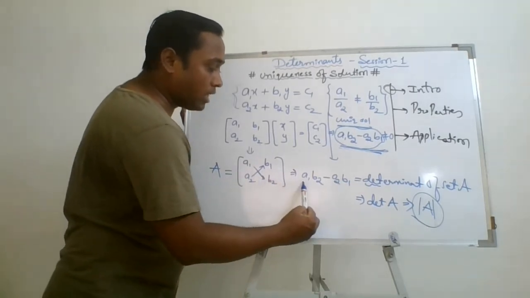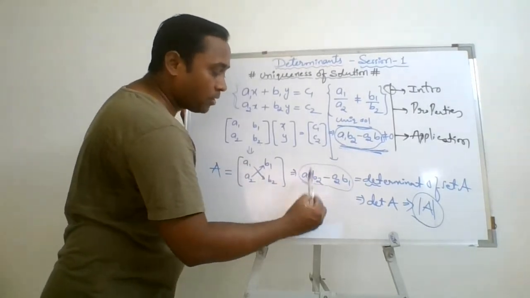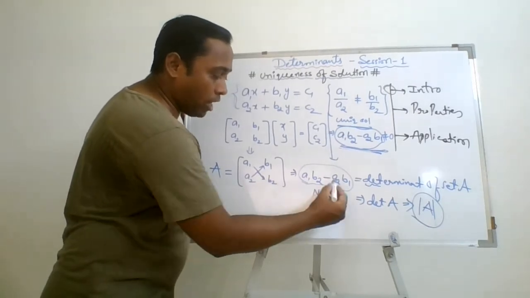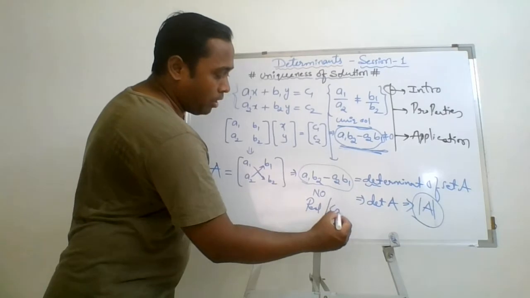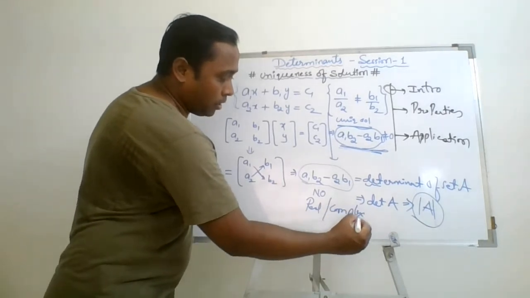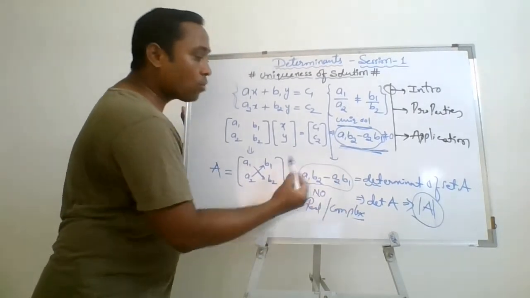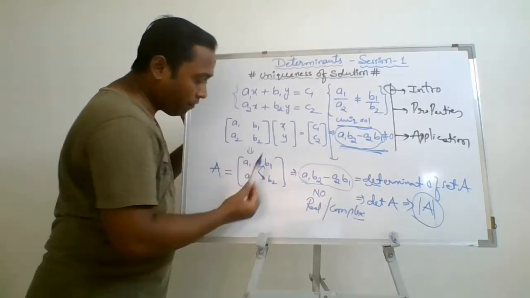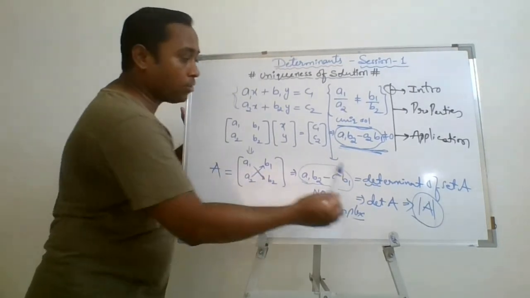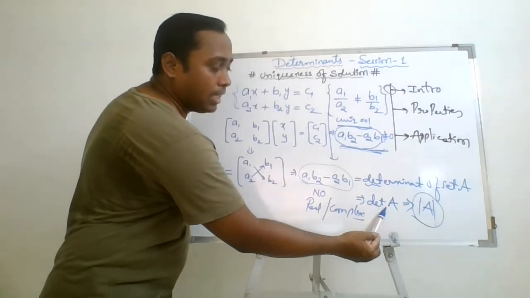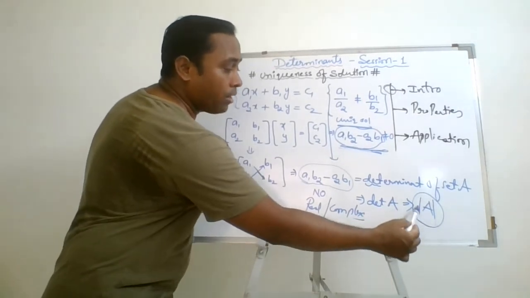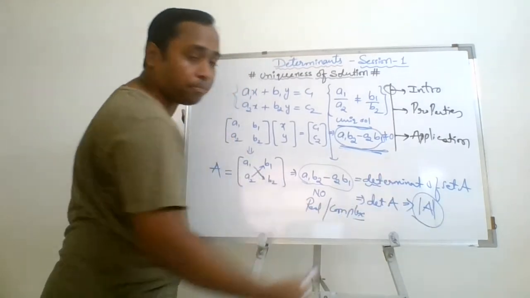always associated with a number. This is what, finally, when you calculate it, will give a number. This may be a real number or it may be a complex number, and this number is called the determinant of the square matrix A, also shortly written as det A. Symbolically we can write it as det A.